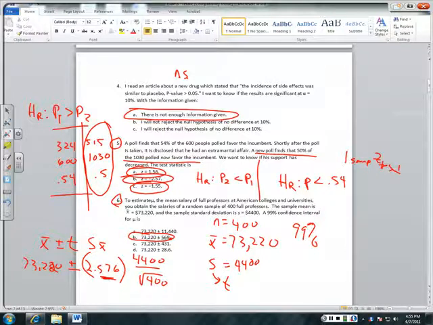And when you do that, you get 70,651, 70,737.89. And if you just subtract, since that's the lower and upper limits, if you just get the difference between either one of those and 73,220, you will get 569.